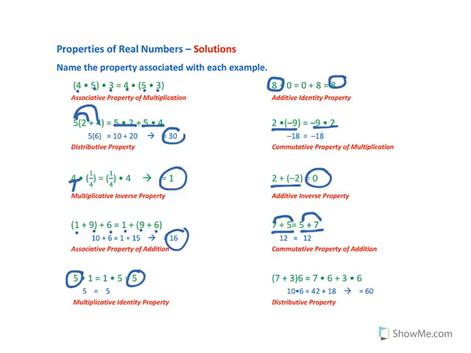Here's the distributive property, kind of from the reverse here. We have 7 times 6, we have 7 times 3. Oops, I'm sorry, that's a 6. 6 times 7 and 6 times 3. Okay, using your order of operations or your distributive property, you'll end up with 60. How'd you do on that one?